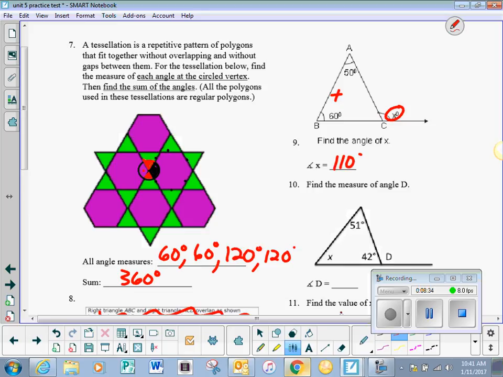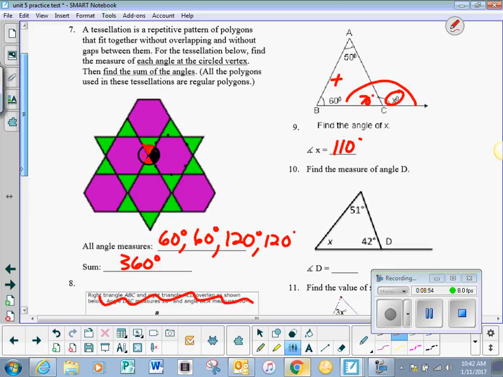Now we could prove that because this is 110, so this has to be 70, right? Because there's 180 degrees in a triangle. And these are supplementary, so you could get 110 that way also. Or you could just know the exterior angle theorem. Pretty cool, huh? Okay, how about number 10?